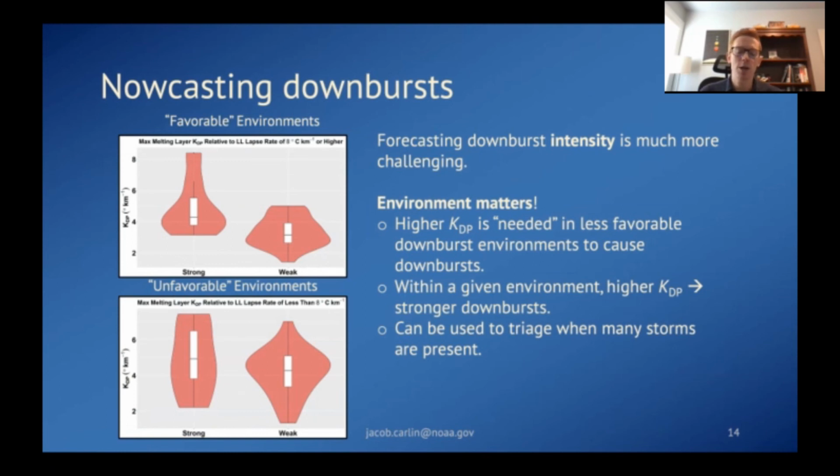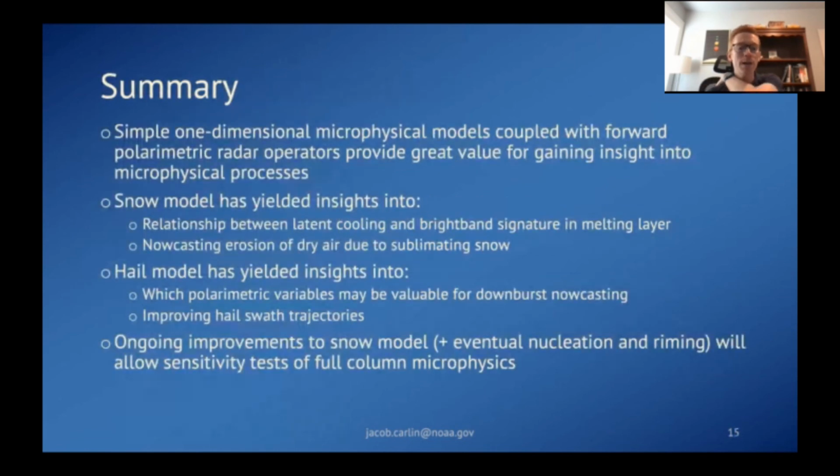So while this might be tricky to use in real time due to the overlap between the distributions, we believe that such an approach can be used to triage which storms really require a forecaster's attention when you have a situation where many storms are present. So I'll quickly wrap up here. The goal of this talk really was to just demonstrate the potential of these types of 1D models coupled to forward polarimetric radar operators and the types of value that they can provide for insight into microphysical processes.